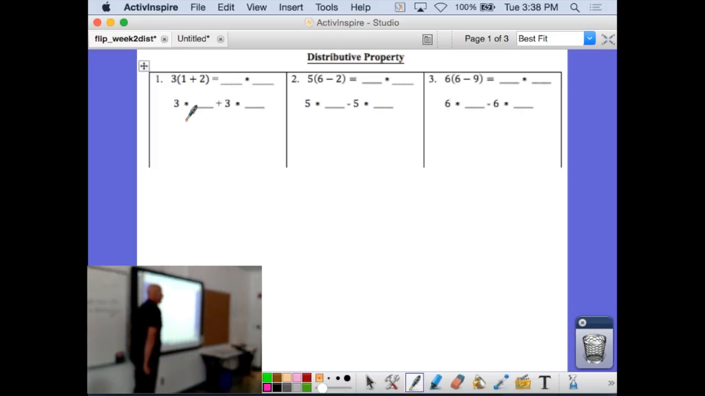Number one. Before we do that, tell me about PEMDAS. What is PEMDAS? Parentheses. Exponent. What else? Multiplication, division, addition, subtraction. And that is the order of what? Operations. Order of operations. That's the order you do things. So, at the top, we're going to solve this one with PEMDAS, and then we're going to solve it using the distributive property. So, if we use PEMDAS, what do we do first in here?